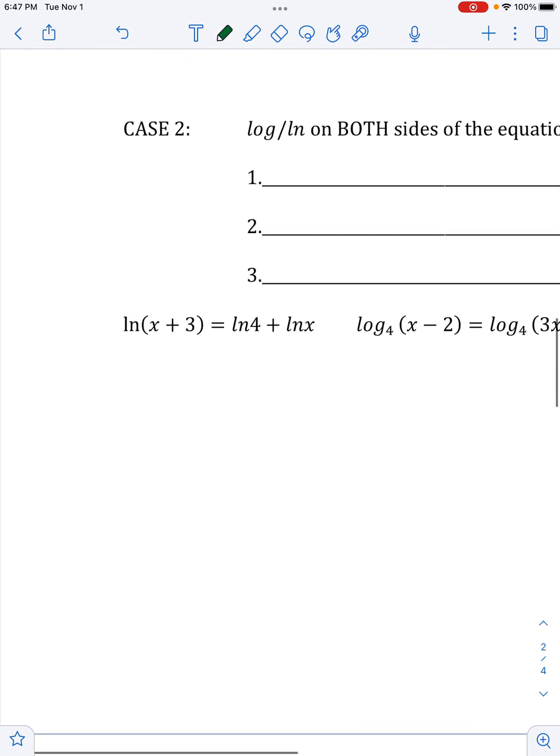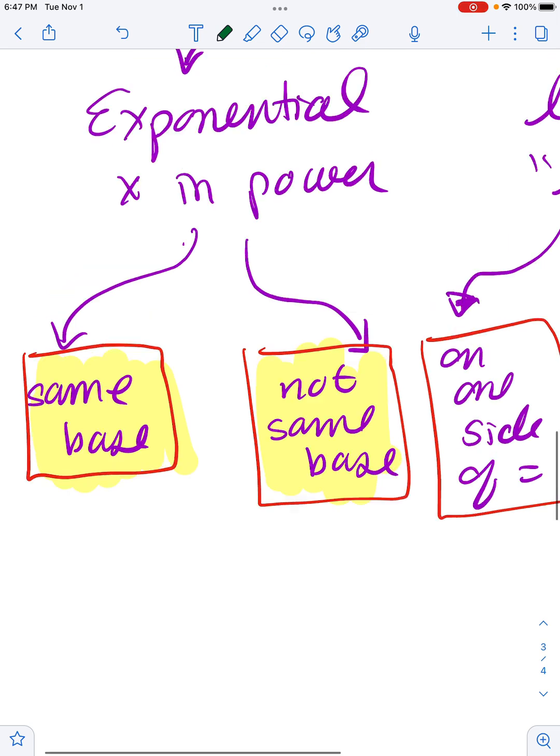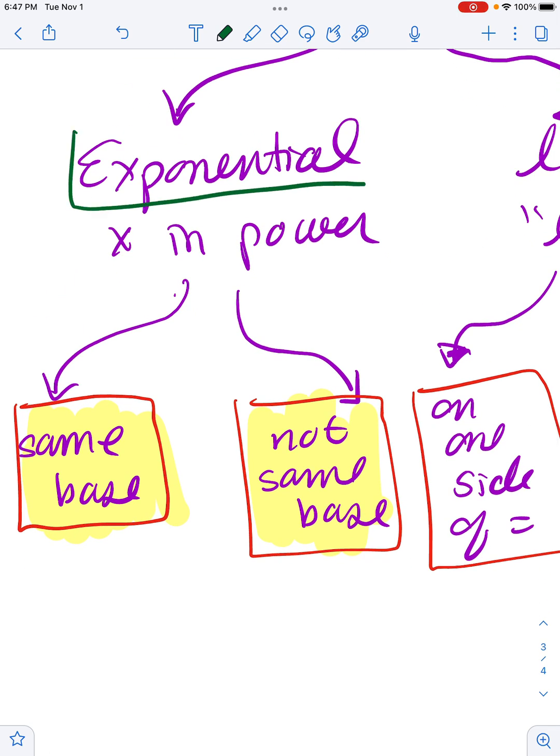Okay, so now we have looked at the first two types, all of the exponential options. Either you can have the same base, so you write them with the same base and cancel, or you cannot get the same base and you basically isolate the exponential part, rewrite it, and solve. Okay, let's keep making our merry way through.